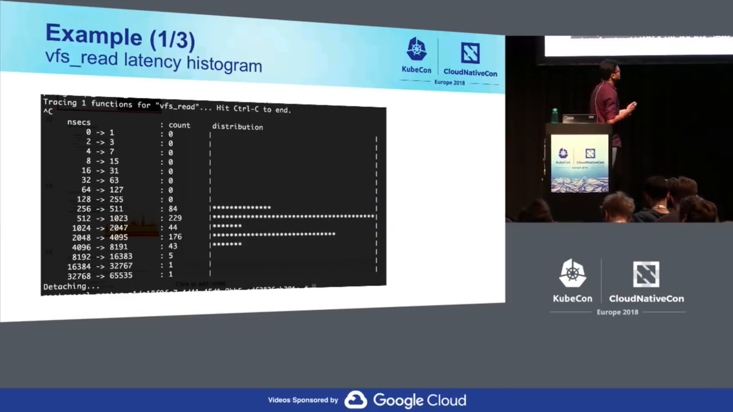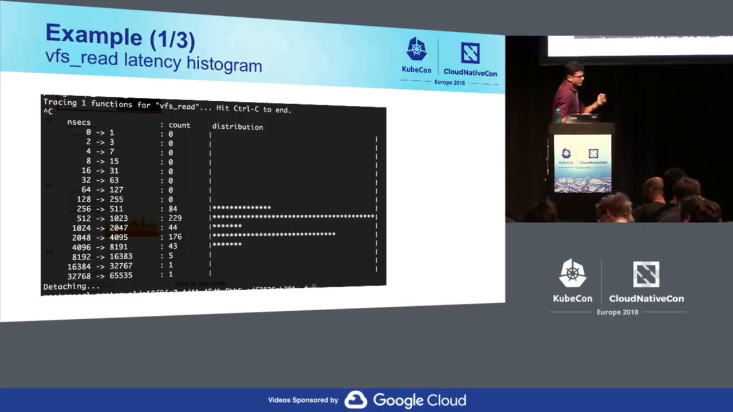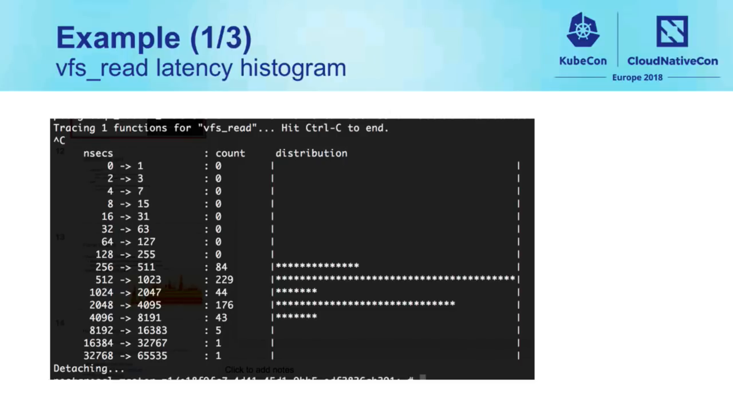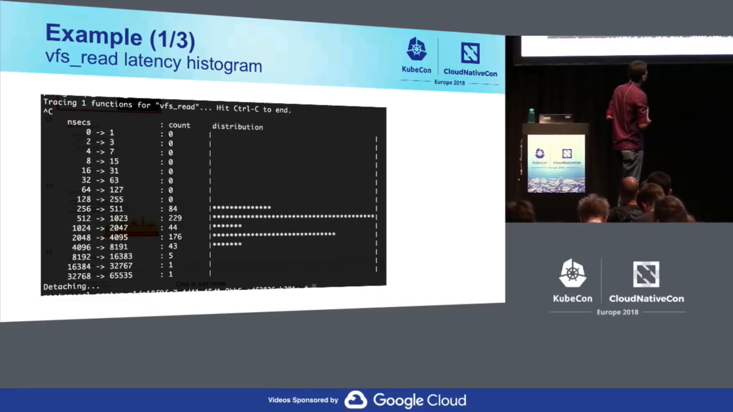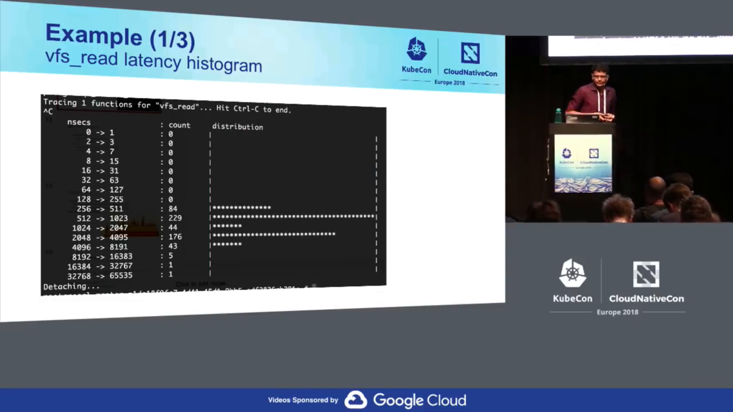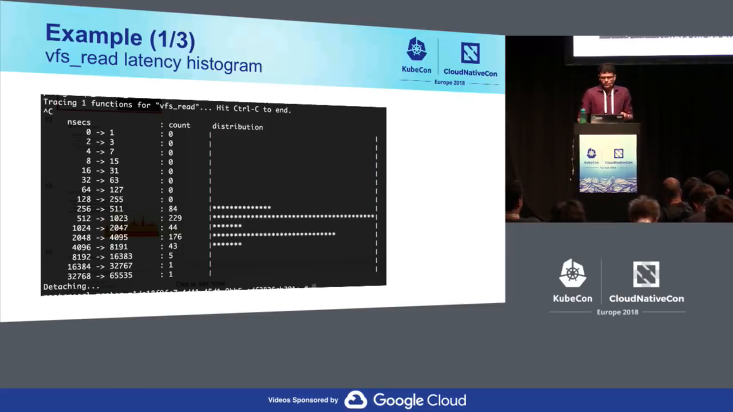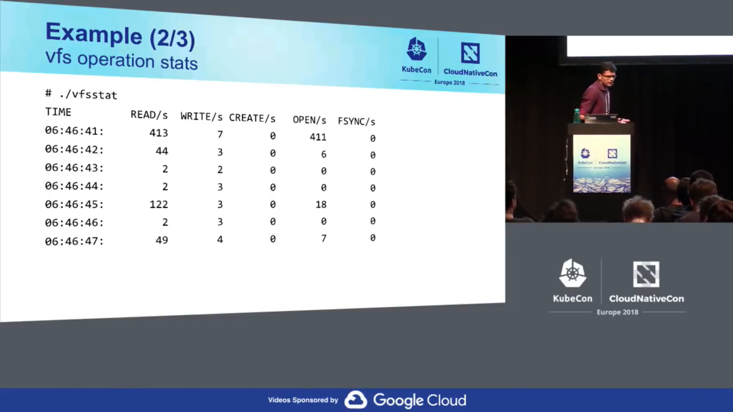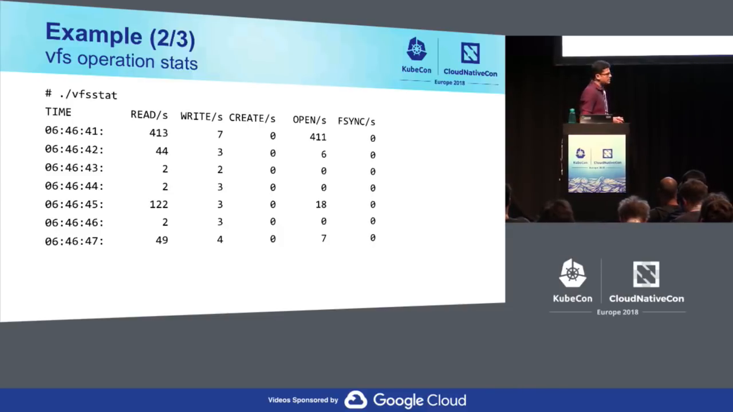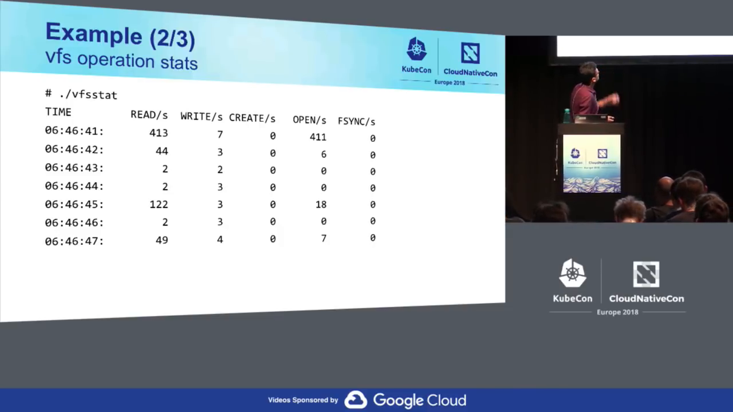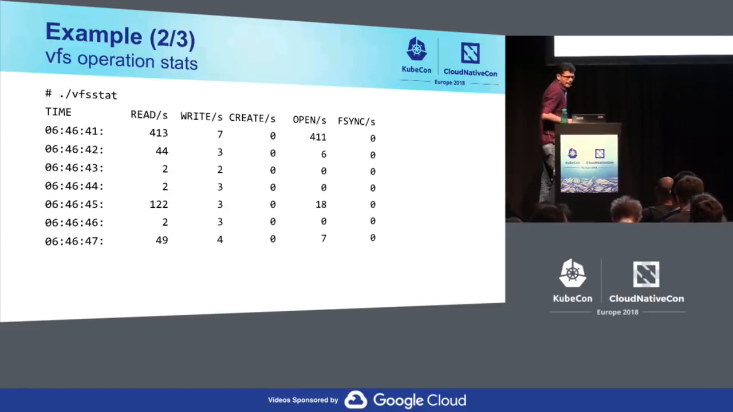So here we see a typical output of the code that we saw earlier. That code saved the data in a histogram, which is also provided by BPF in the kernel. So here it's very easy to visualize that around 200 calls fell into the bucket of 500 nanoseconds to 1 millisecond of latency. Another output example, from another tool called vfs-stat from the same toolchain, shows the number of VFS operations happening per second.